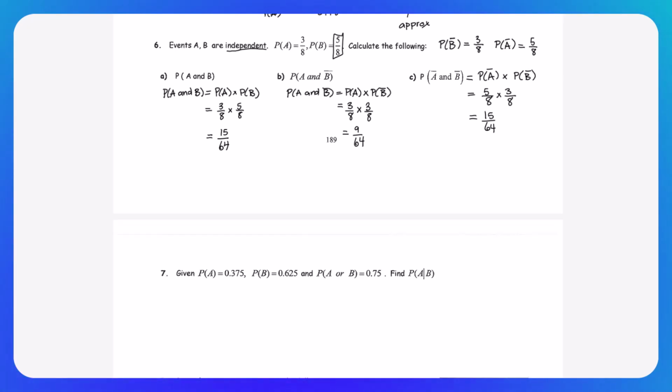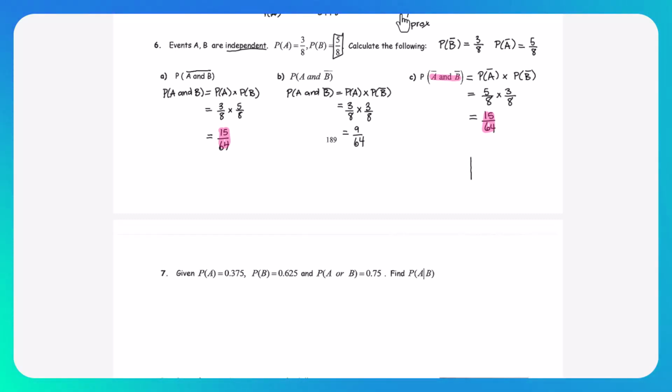Now, I want to point out something with these two answers. You're probably like, wait, those two are the same. This one here is the same as this one here, and this one is not this. I want you to recall that these are not A and not B separately, which is very different than, for instance, the complement of A and B, like that.